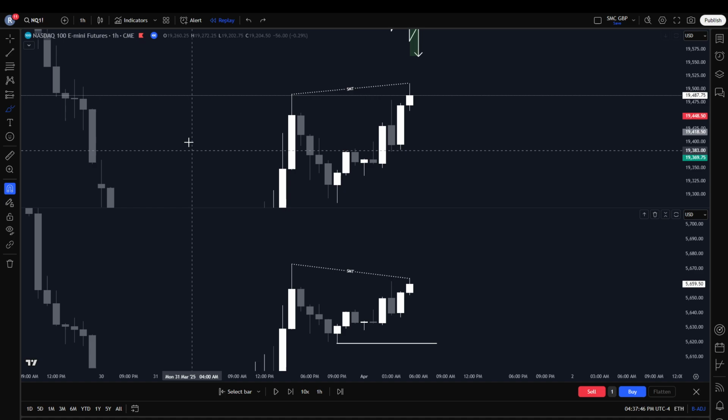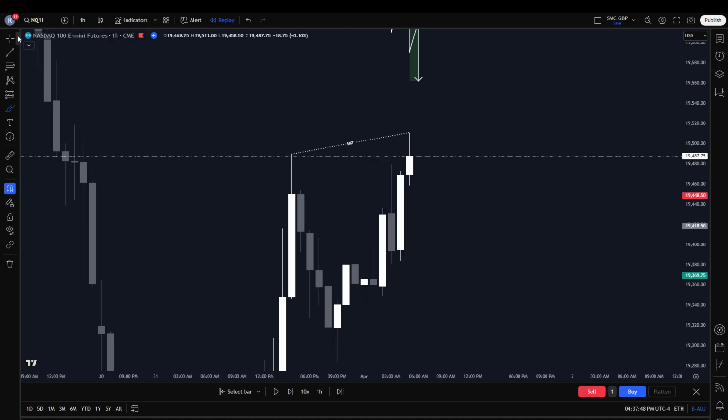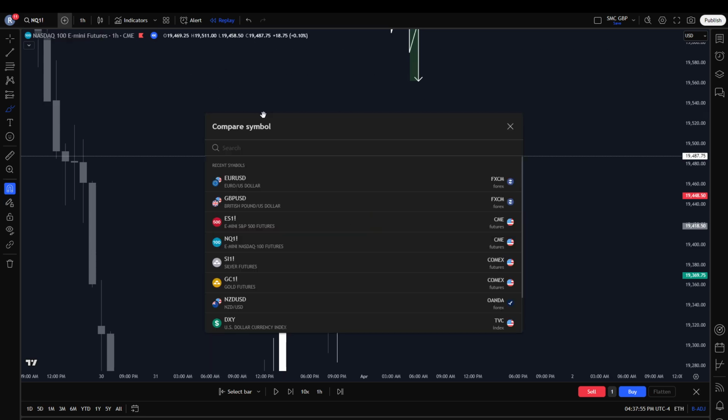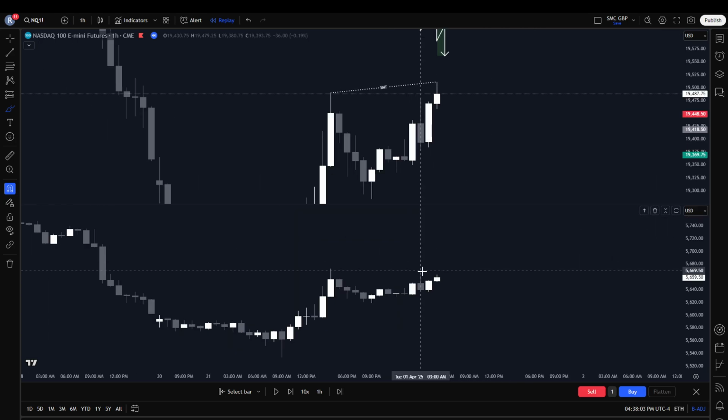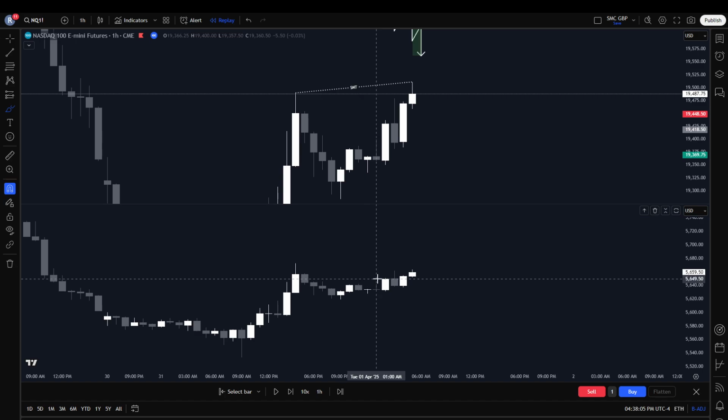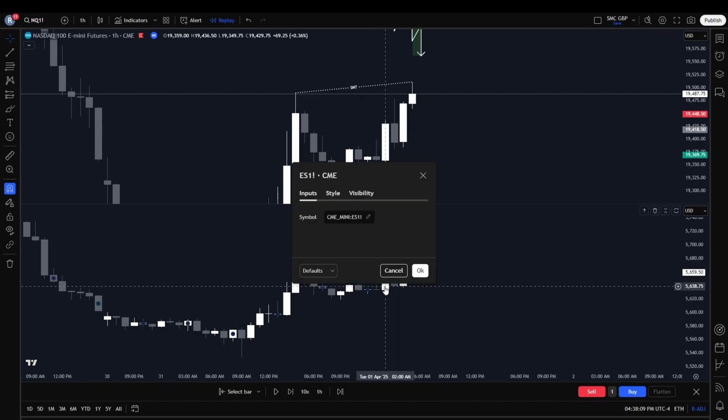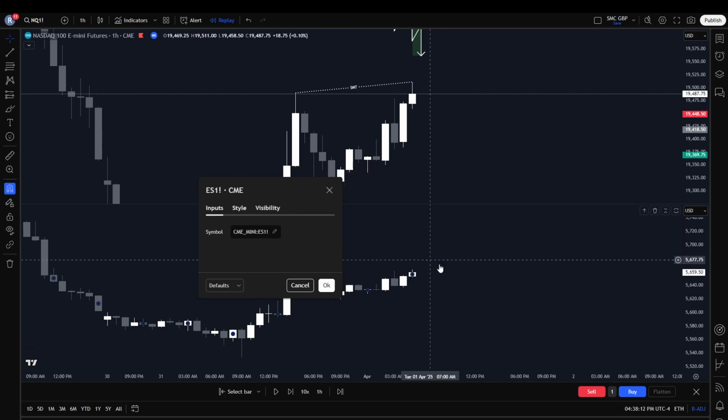So how do I set up my chart like this? Let's start over. I go to this little plus button by your ticker symbol. You could click add symbol, and what you want to do is go to your correlating asset pair. In this case, I'm trading ES, so I click add new pane. And it's not going to look like this initially for you. It's going to look like a line.